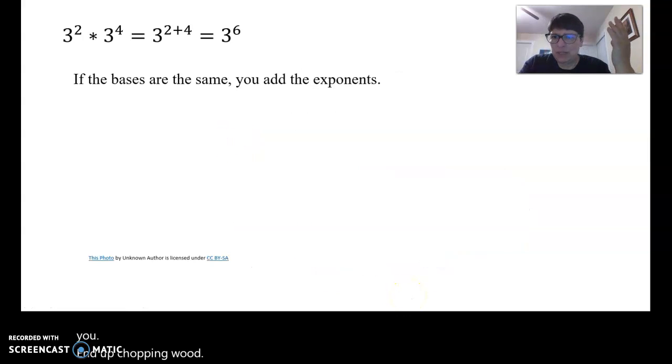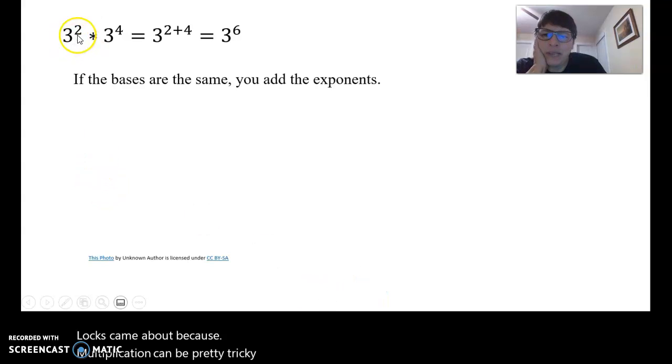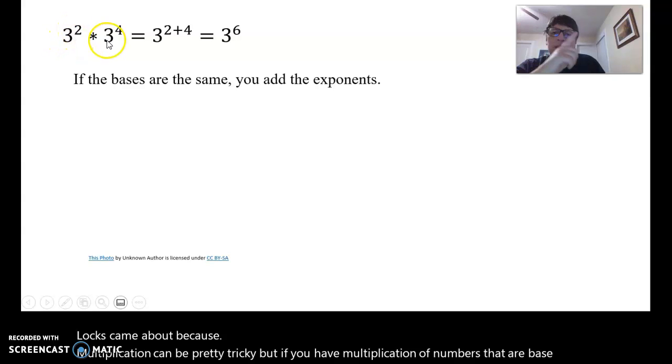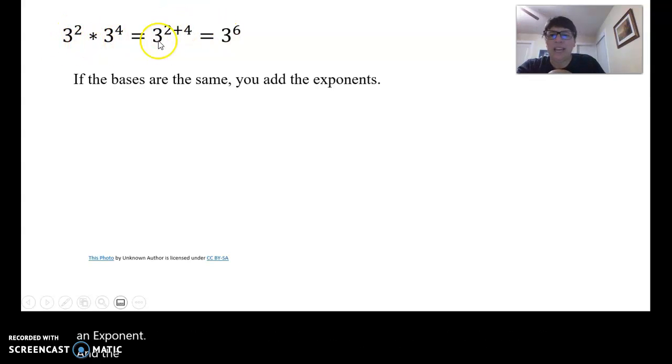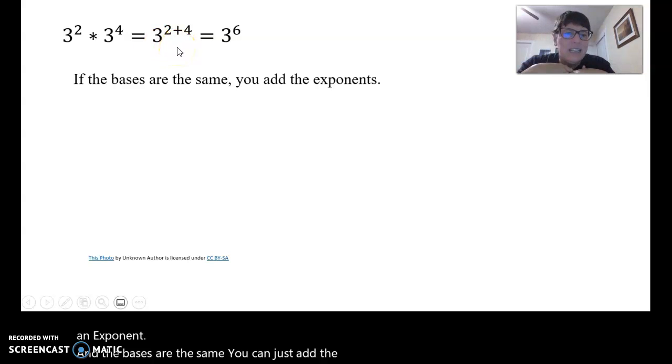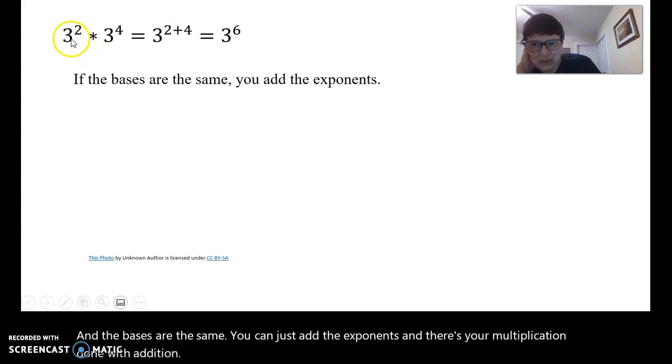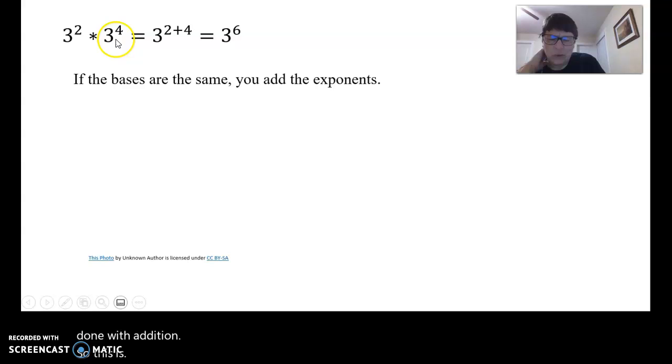Logs came about because multiplication can be pretty tricky. But if you have multiplication of numbers that are a base with an exponent, and the bases are the same, you can just add the exponents, and there's your multiplication done with addition. So this is 9 times 81, and it ends up being 3 to the 6th power, which is 729, I believe.